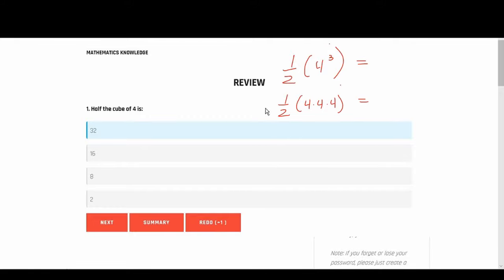4 times 4 is 16. In case you can't do 16 times 4 in your head, that looks like this. 4 times 6, of course, is 24. Carry the 2. 4 times 1 is 4, plus 2 is 6. So this is 1/2 times 64 equals. Now we can regard this in two different ways.